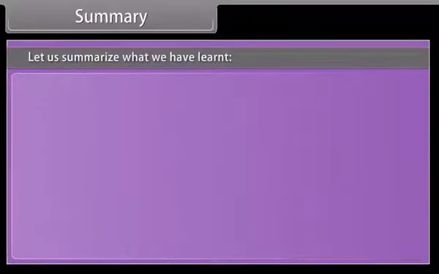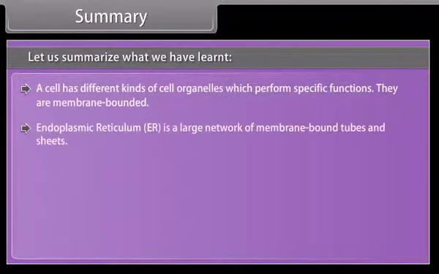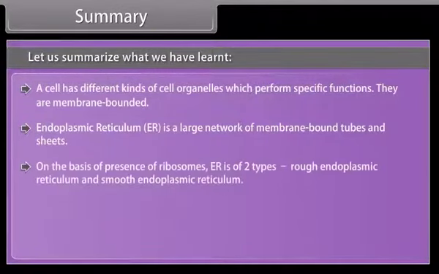Summary. Let us summarize what we have learned. A cell has different kinds of cell organelles which perform specific functions. They are membrane-bounded. Endoplasmic reticulum, ER, is a large network of membrane-bound tubes and sheets. On the basis of presence of ribosomes, ER is of two types: rough endoplasmic reticulum and smooth endoplasmic reticulum.